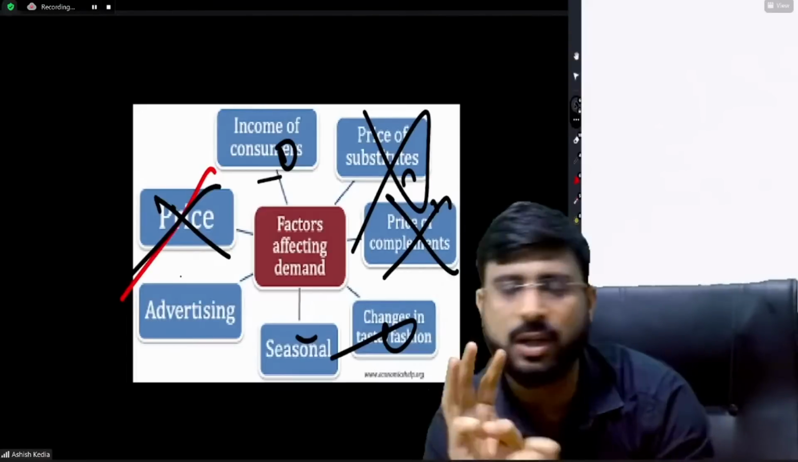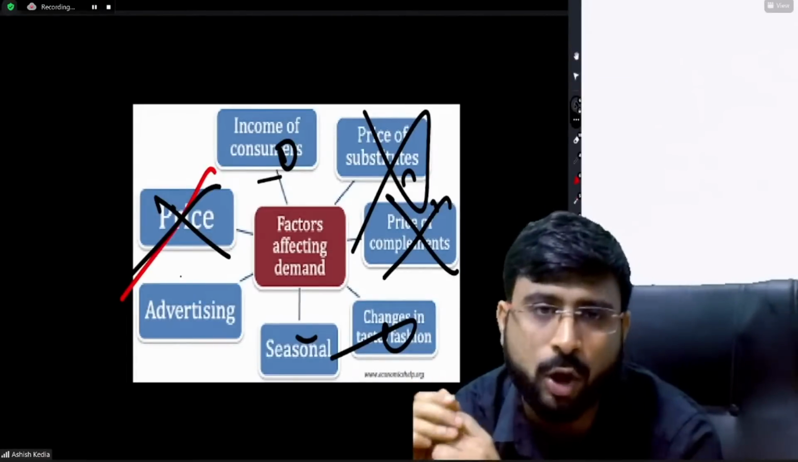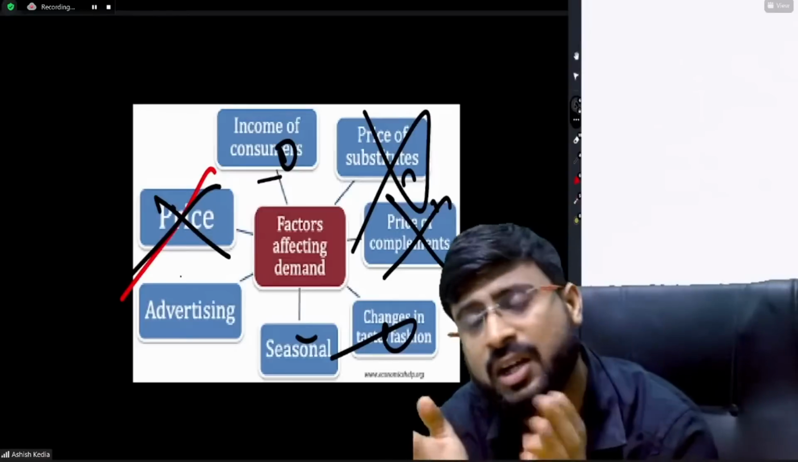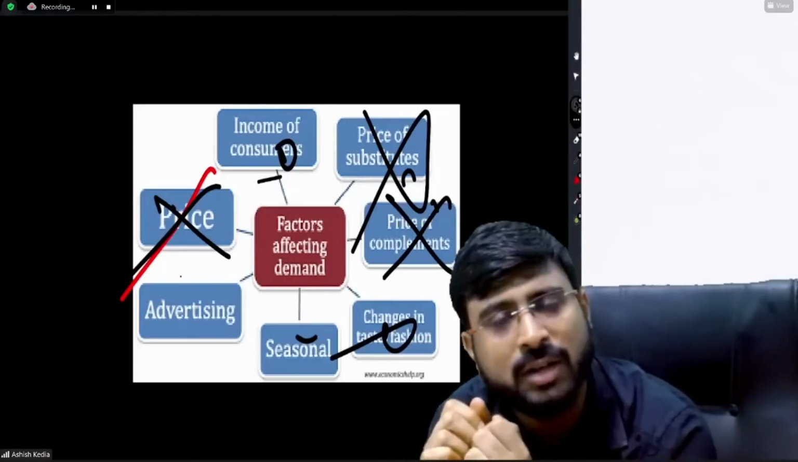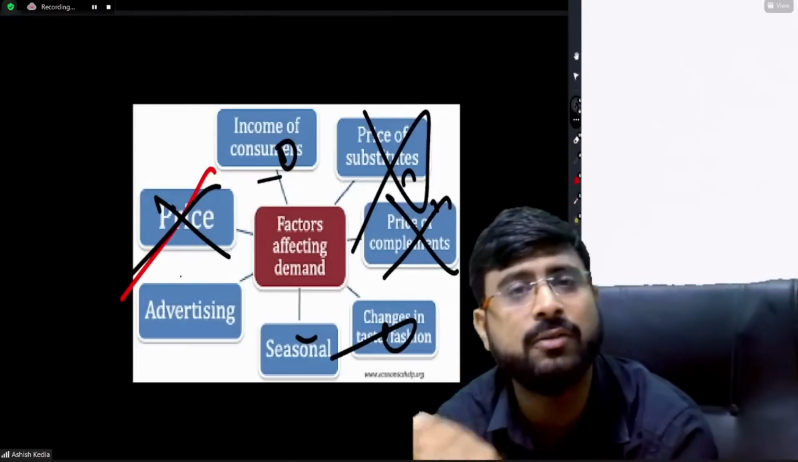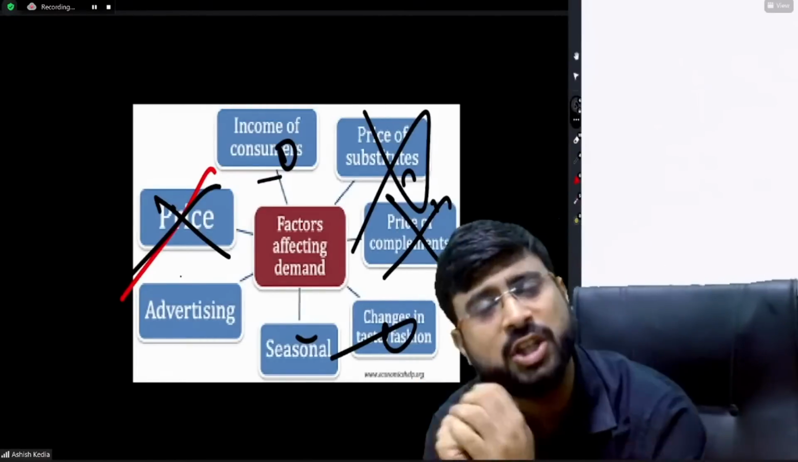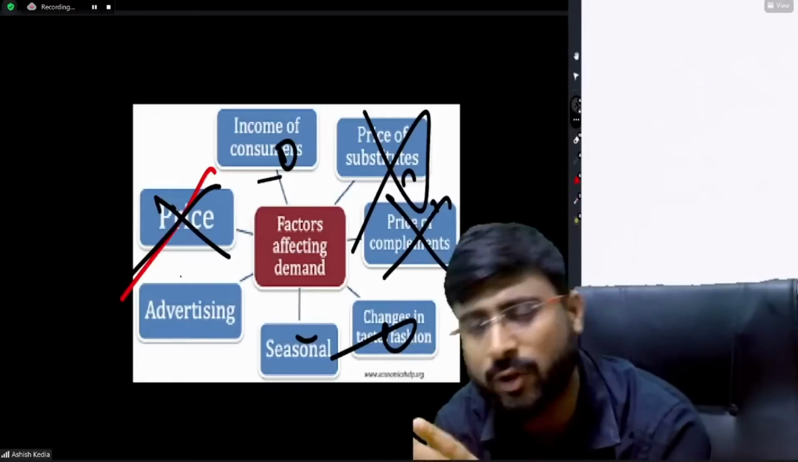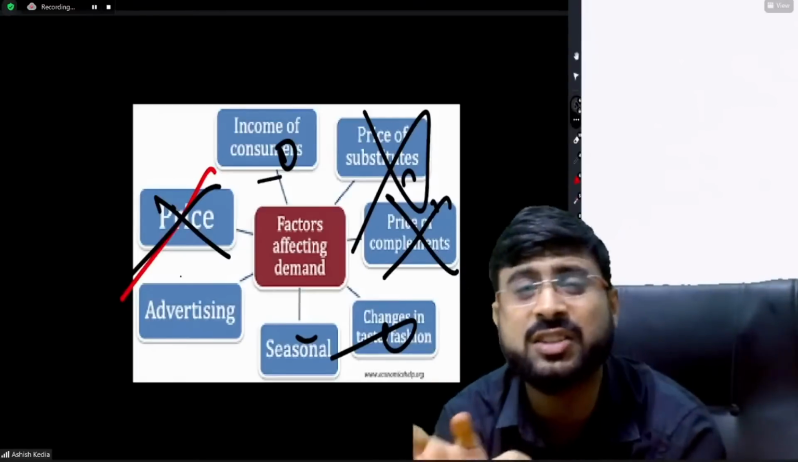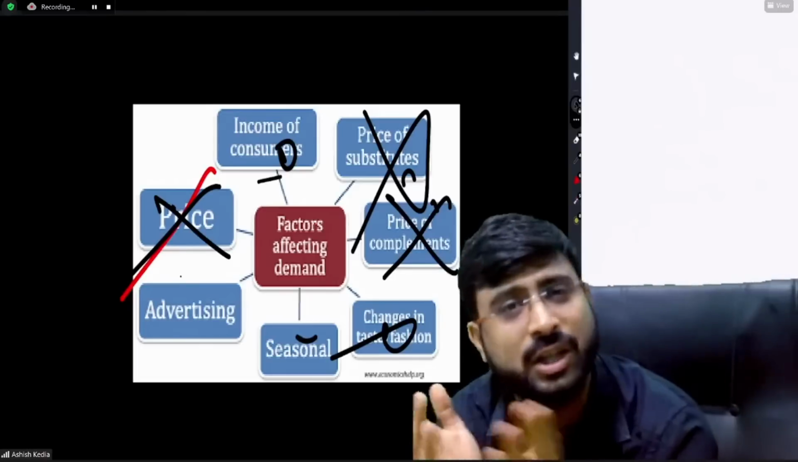Next is disposable income. There are three types of commodities in disposable income: the normal, the inferior, and the inexpensive necessities. If the income rises, the normal commodity demand will rise. If income rises, inferior commodity demand will fall. And for inexpensive necessities, there will be no change whatsoever. Then we talk about taste and preferences. If taste and preferences move in favor of a commodity, the demand will rise. If taste and preferences move against the commodity, demand will fall.